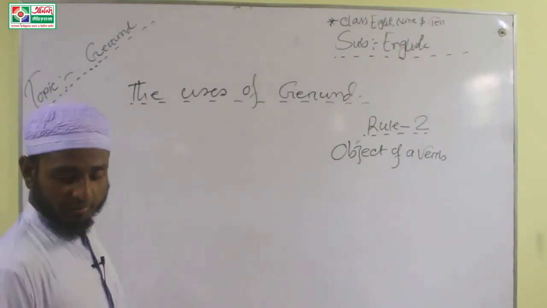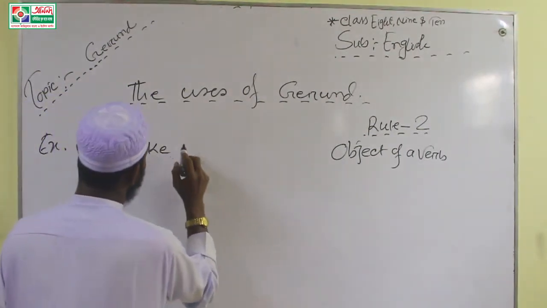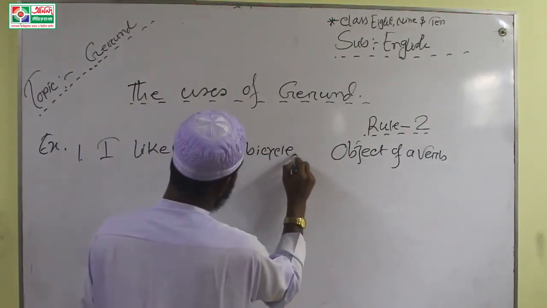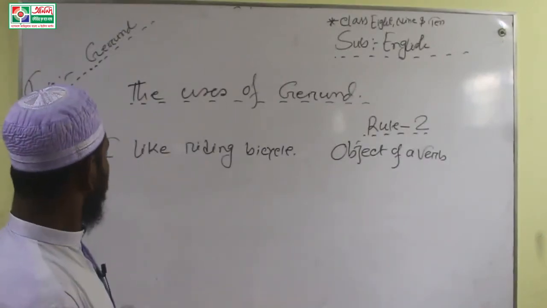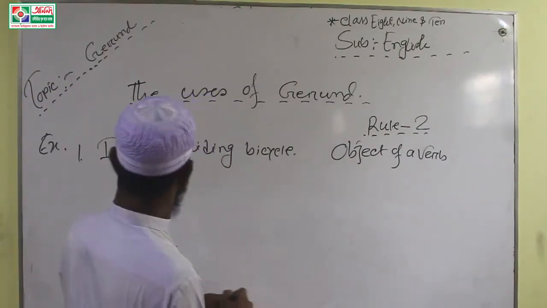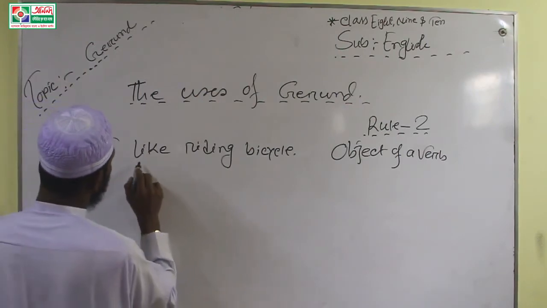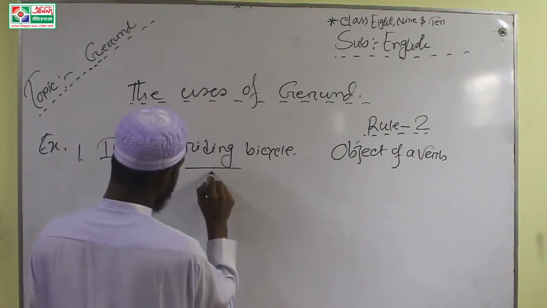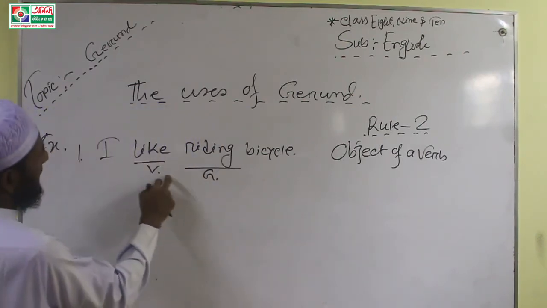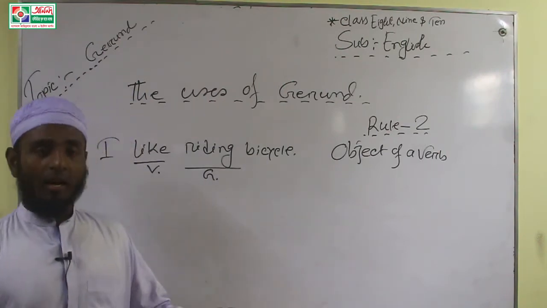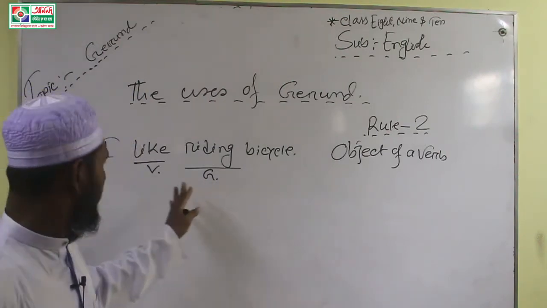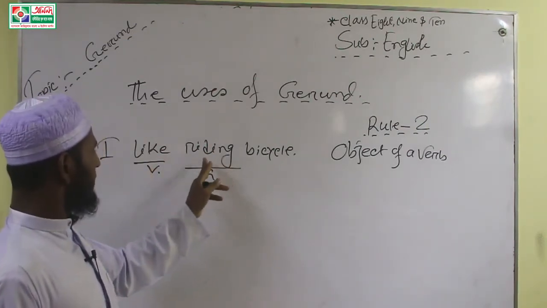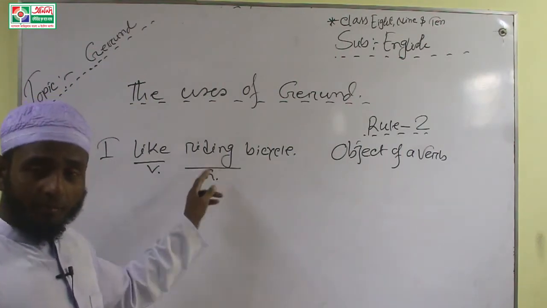Let's see. Number one: I like riding bicycle. Here this is the verb, and this is the object, that means gerund. I like riding bicycle. This is the verb, "I like", and this is the verb's object. Okay, what is object?